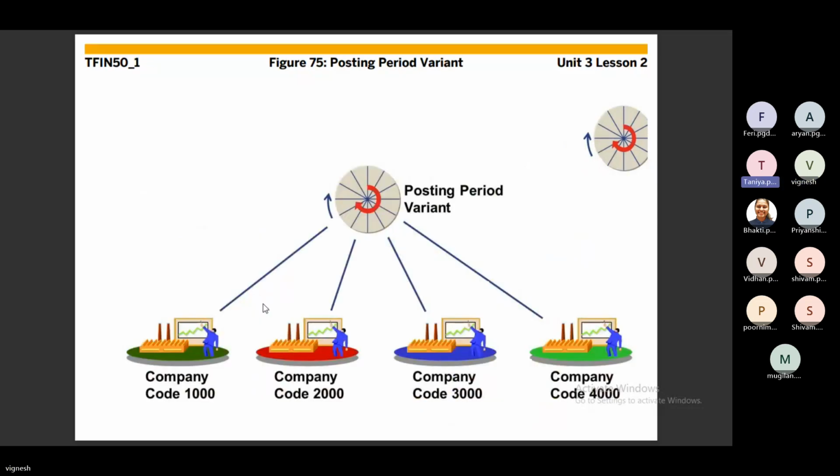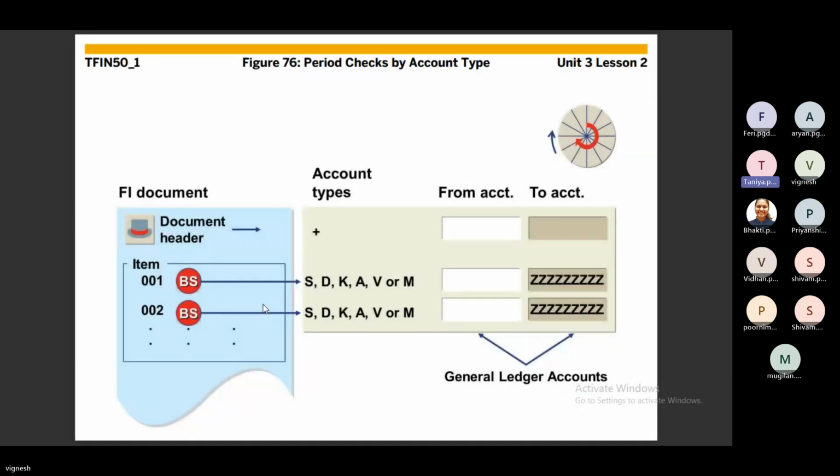Okay. So one posting period variant can be assigned to multiple company codes, but one company code will have only one posting period variant. This is the concept in the SAP system. So this is how the posting period variant is to be set. Then the document types: S is for general ledger, D is for customer, K is for vendor, E is for asset, V or M, that is vendor or materials. Okay, the from account will always be blank.